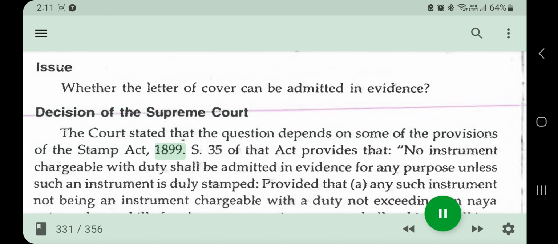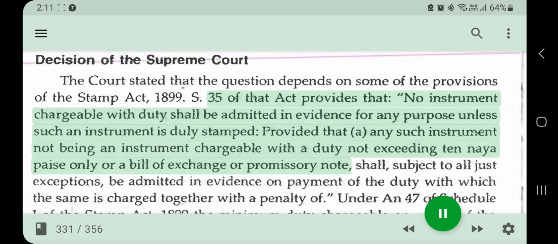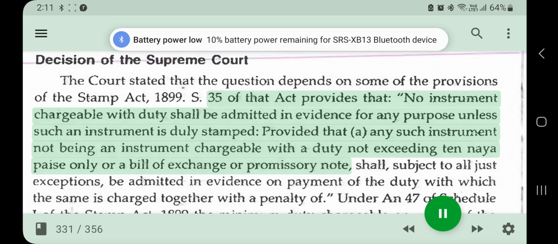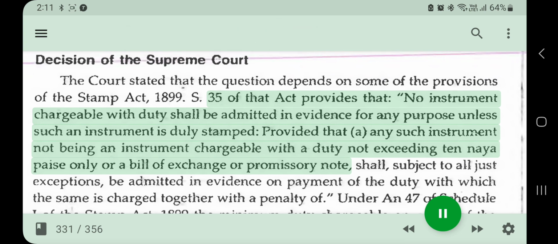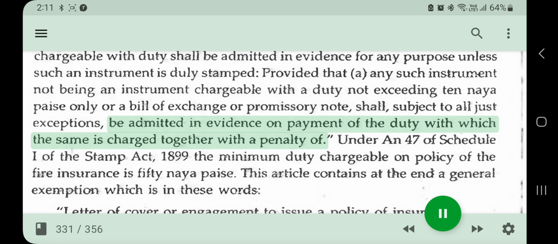The court stated that the question depends on some of the provisions of the Stamp Act, 1899. Section 35 of that Act provides that no instrument chargeable with duty shall be admitted in evidence for any purpose unless such an instrument is duly stamped, provided that any such instrument not being an instrument chargeable with a duty not exceeding 10 naya paise only or a bill of exchange or promissory note, shall, subject to all just exceptions, be admitted in evidence on payment of the duty with which the same is charged together with a penalty.